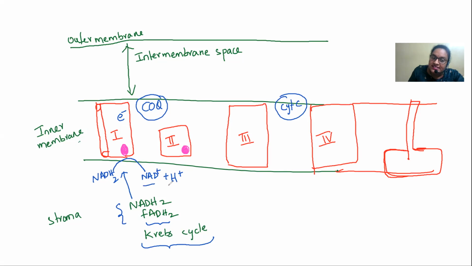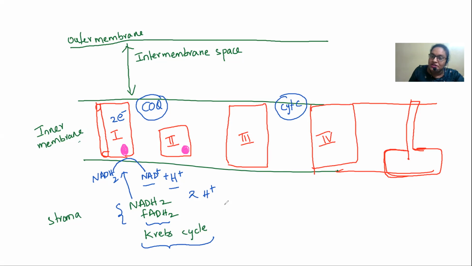And now what has happened? It has even released the proton, because every hydrogen atom is going to have a proton and an electron, one electron and one proton. So if one hydrogen atom is pulled, one electron is ripped off into the complex, and one proton is going to be released into the stroma. Since here two hydrogens are there, two electrons are being released, and two protons are being released into the stroma side.